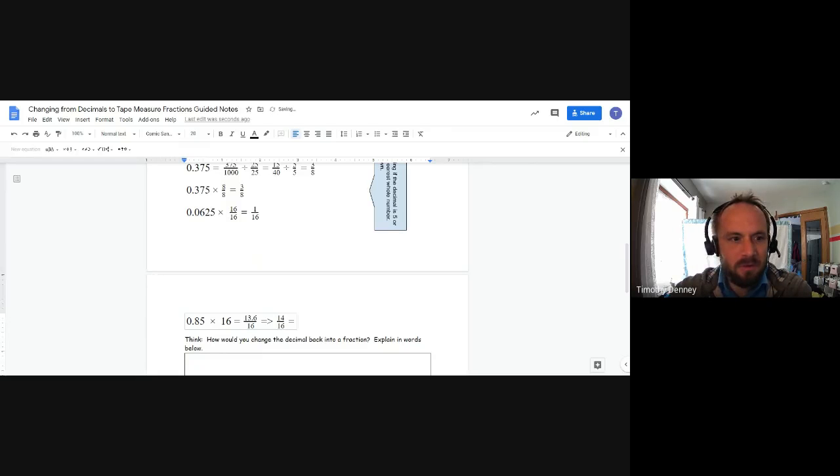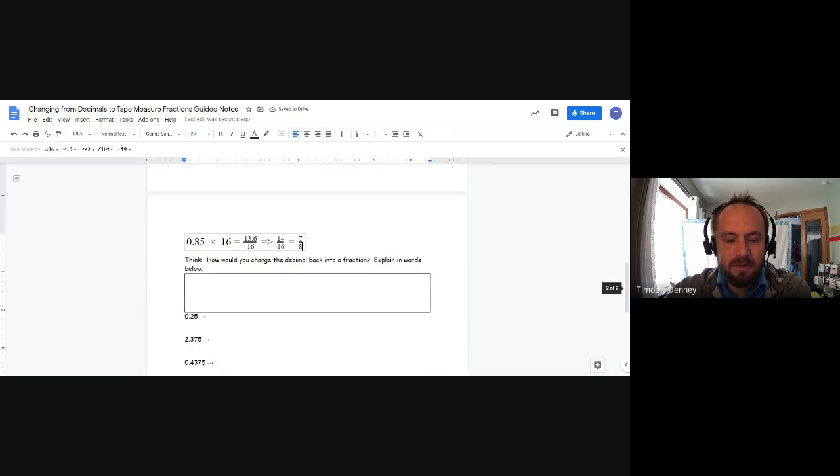And then I can reduce this to 7/8. Divide the top by 2 and the bottom by 2, and I get 7/8. It's really not that difficult. All you need to do is multiply by the level of precision that you want to go to. So if you want to go to the 16th, you multiply by 16.